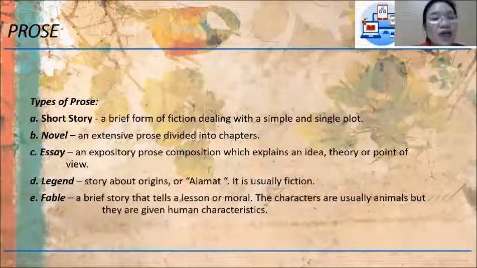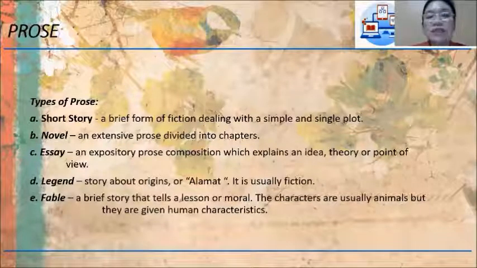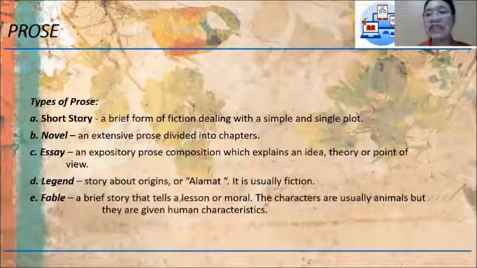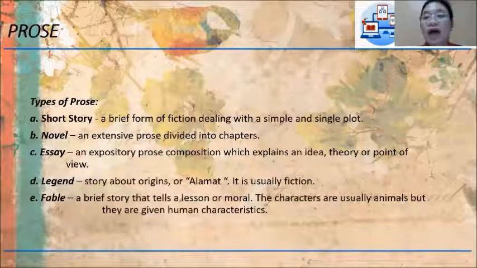So we have another one, novel. I know you are familiar with novels. It is an extensive prose divided into chapters. So it is a very detailed story as compared to a short story. Examples of novels are, of course, Noli Me Tangere and El Filibusterismo, written by Dr. Jose Rizal. And also Florante at Laura, written by Francisco Balagtas or Baltazar.